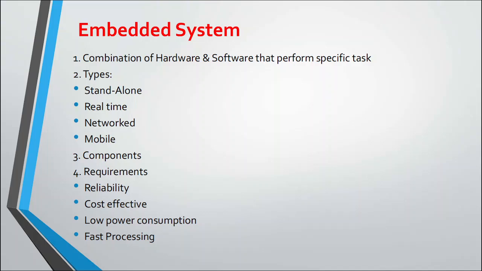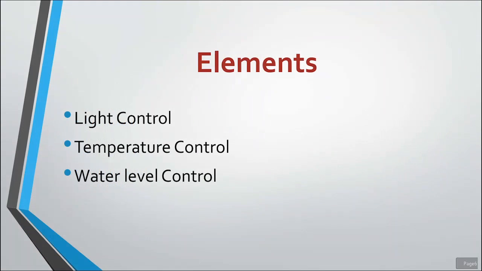Later, the components used in the project and also the requirements we need to meet by doing this project: the project must be reliable, cost effective, it should consume low power, as well as it should be fast processing. Next, the elements of the project. Here we discuss the light control, temperature control, as well as the water level control, and how we can control those things according to our needs.